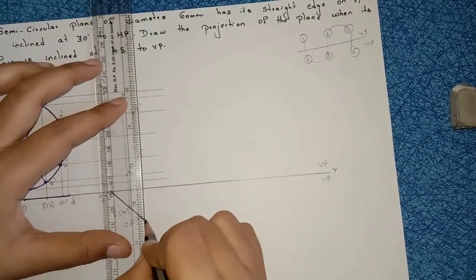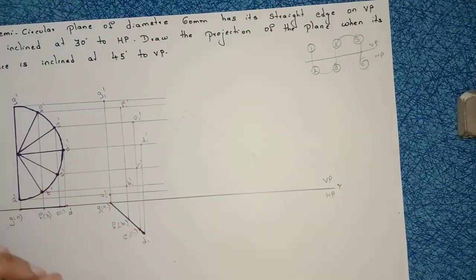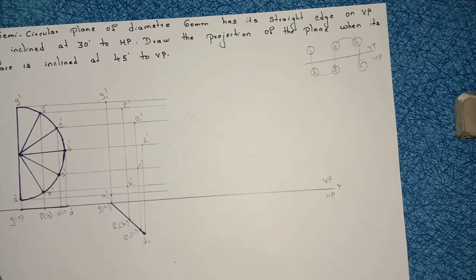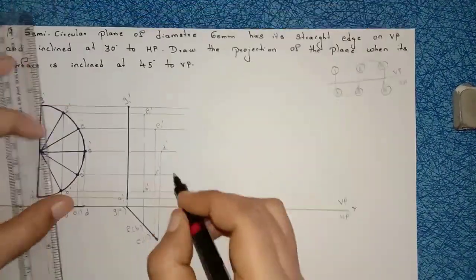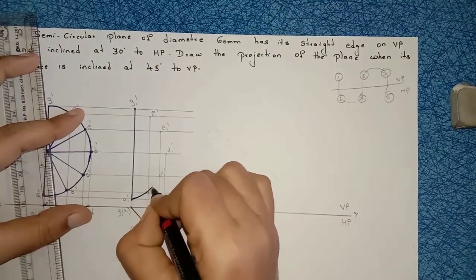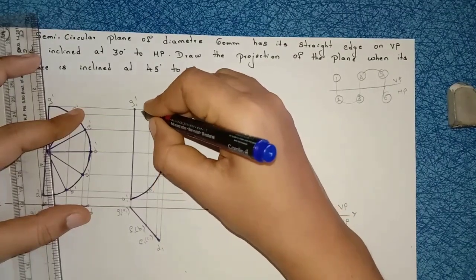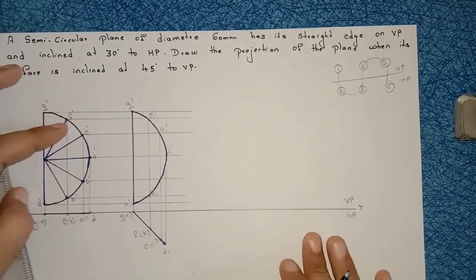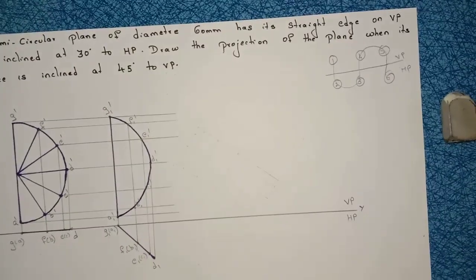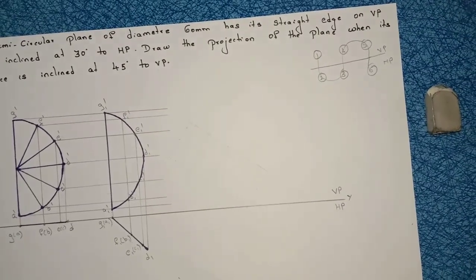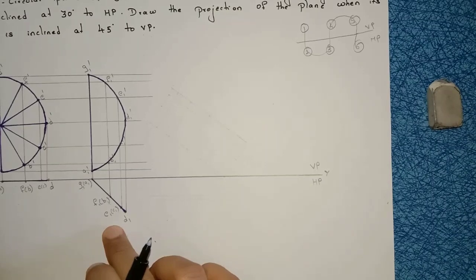Then next D to D, I will write this point as D1 dash. Right, now if I join all these points, first I will draw the diameter of the semicircle. Then next, simply by hand I will draw A dash, B dash, C dash, E dash, F dash, G dash. Right, I will get the semicircle here. Right, so this is your middle position.